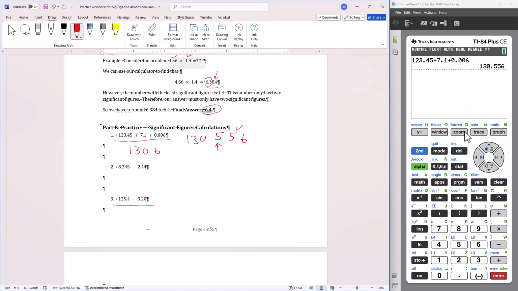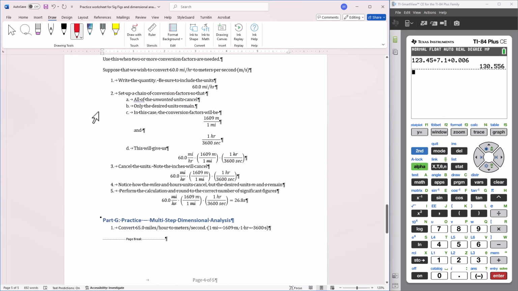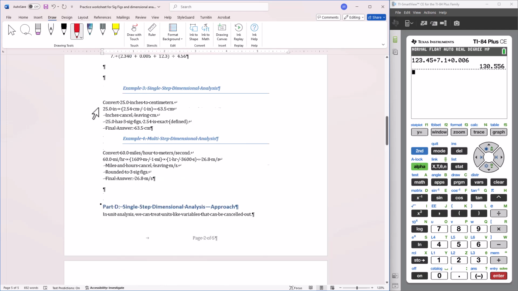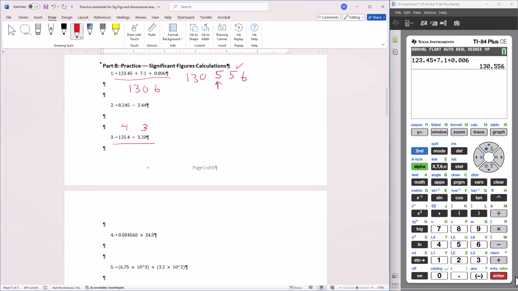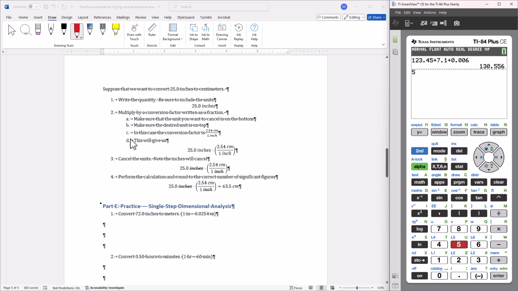Notice here I have 4 significant figures. Here I have 3, so my answer has to have 3 significant figures. Before I get to that point, I need to do the division, so let's do that over here. I didn't want to do that. Let's get back to where I was. I think it's because I'm on the wrong application.